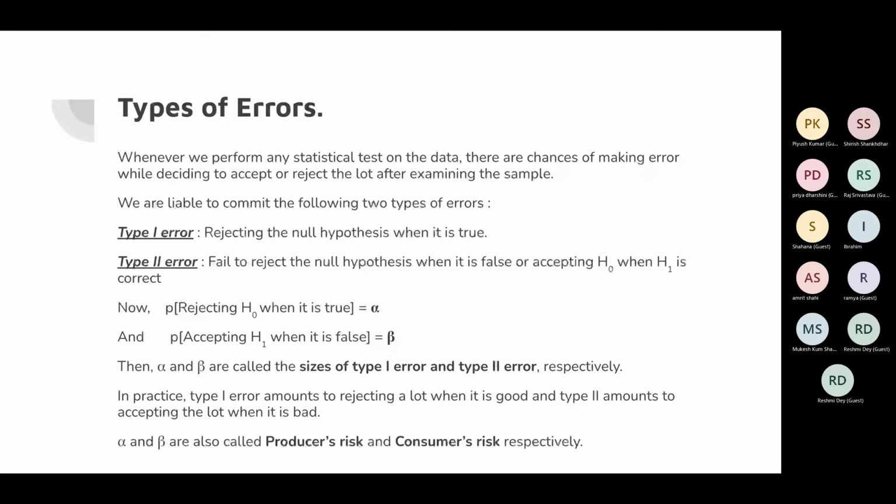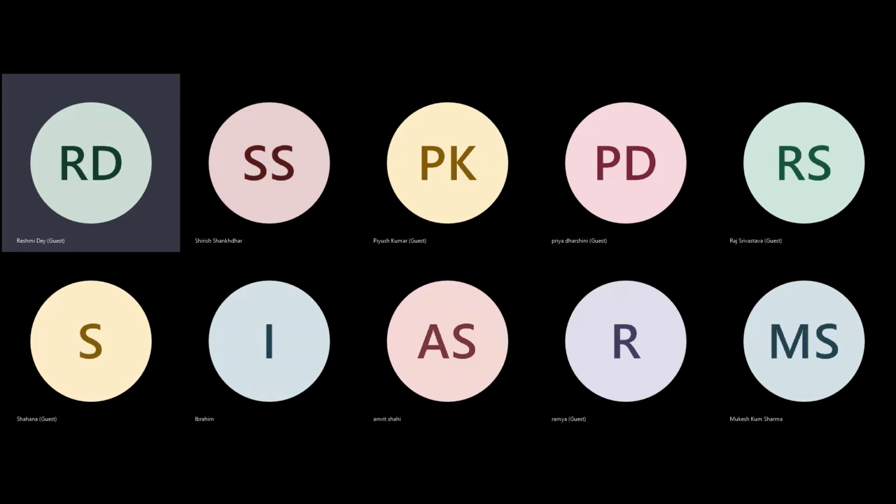So our probability of rejecting a lot when it is good is known as producer's risk, because I am the producer and I am rejecting the lot which is good. So it is my risk that I'm rejecting this lot. Whereas when I'm accepting a lot when it is bad, I'm giving a lot to a consumer and the consumer is accepting it knowing that it is bad. So it is the consumer's risk.